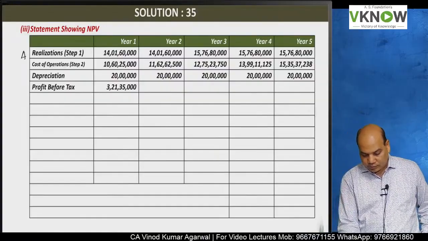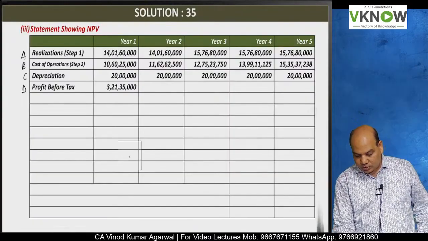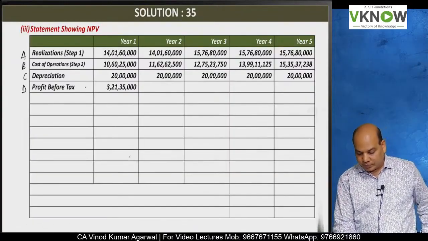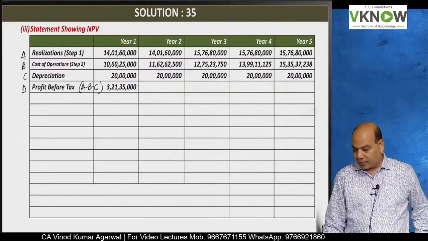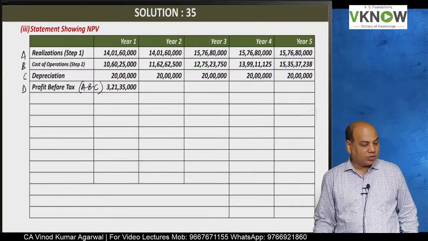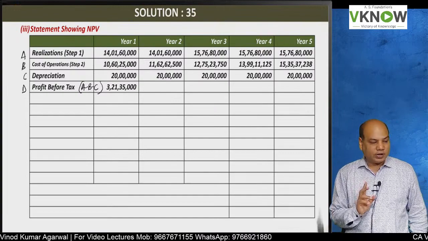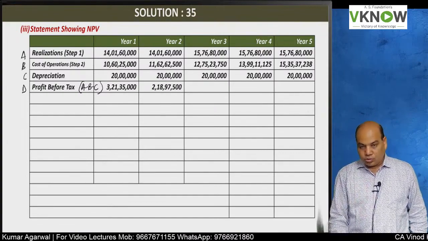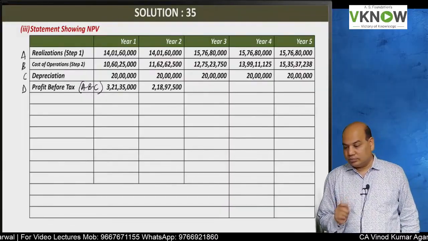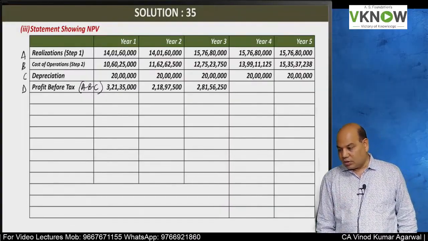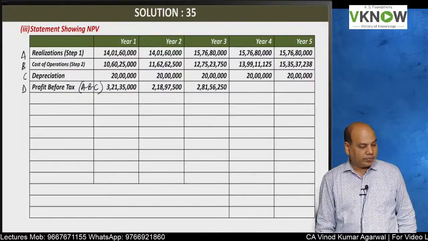Then you write down profit before tax. You can give point number A, B, C, D. So this will be A minus B minus C. Just check the calculation. Don't copy. 3 crore 21 lakh 35,000. Year 2, 2 crore 18 lakh 97,500. Year 3, 2 crore 81 lakh 56,250.